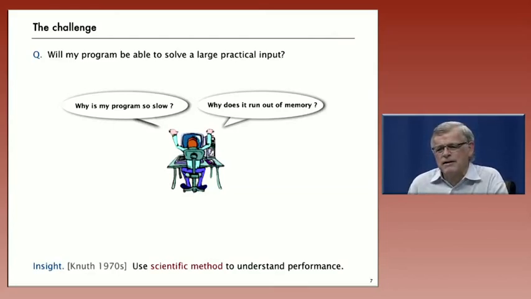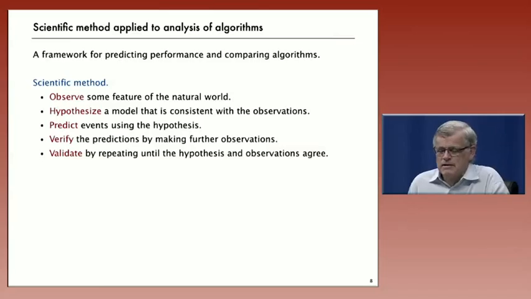And the insight to address this, due to Knuth in the 1970s, was that we really can use the scientific method to understand the performance of algorithms in operation. Maybe we're not unlocking new secrets of the universe, but we can use the scientific method and treat the computer as something to be studied in that way, and come to an understanding of how our programs are going to perform. And let's take a look at that in more detail.